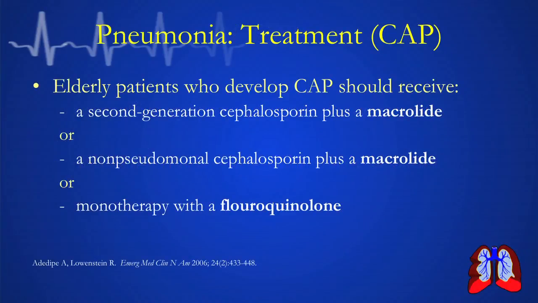Now that we distinguish the difference, we'll talk about the treatment, which I hit. So we're going back to community-acquired pneumonia right now. Second-generation cephalosporin plus a macrolide, right, your Rocephin, Zithromax. Non-pseudomonal cephalosporin plus a macrolide. Well, that's actually your Rocephin, Zithromax there. I don't even know if we have a second-generation one at Kennedy. Do you guys? Nobody writes for it, right? Monotherapy with a fluoroquinolone.